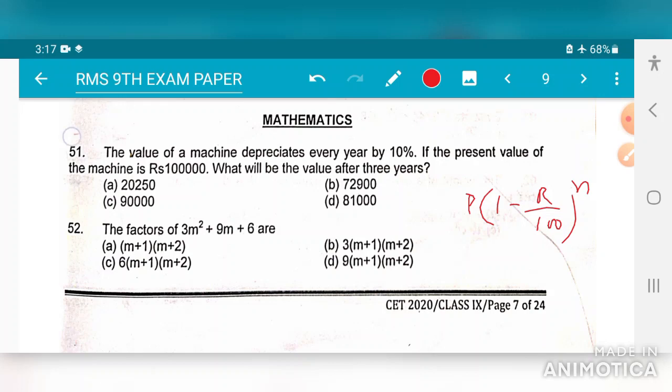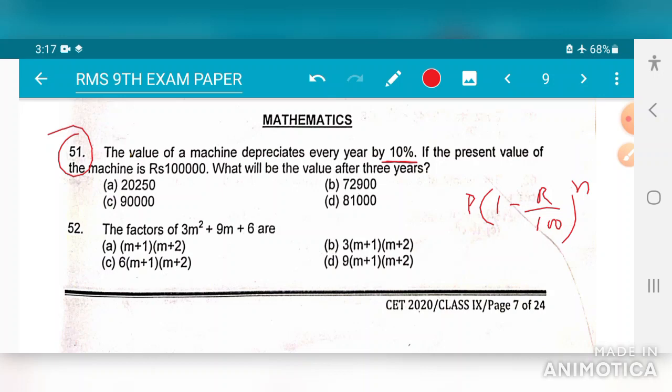First, question 51. The value of a machine depreciates every year by 10%. If the present value of the machine is rupees 1 lakh, what will be the value after 3 years? It is clearly given that the machine's value depreciates every year by 10%. And we have to find the price of the machine after 3 years.